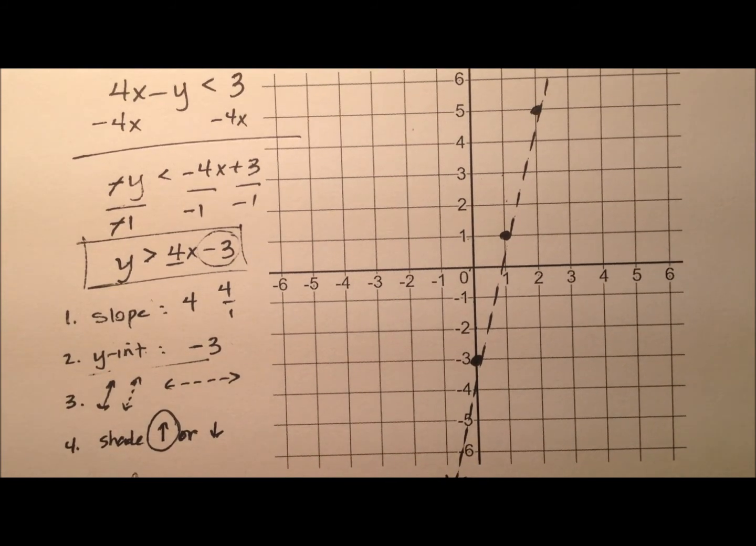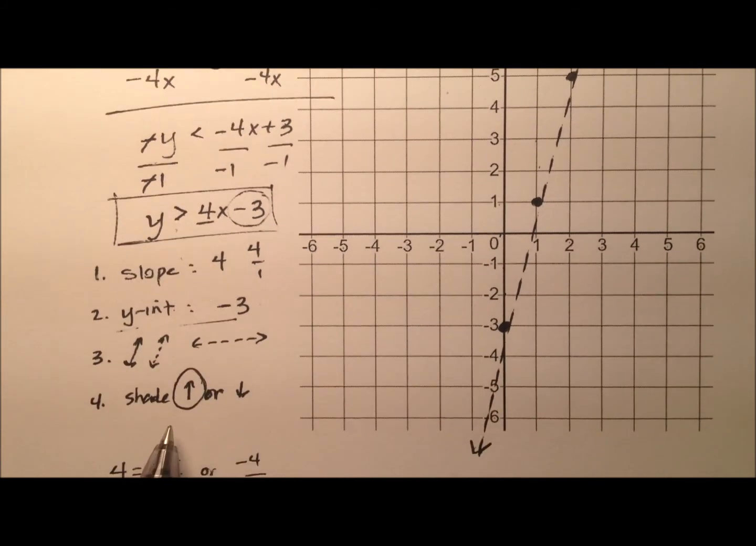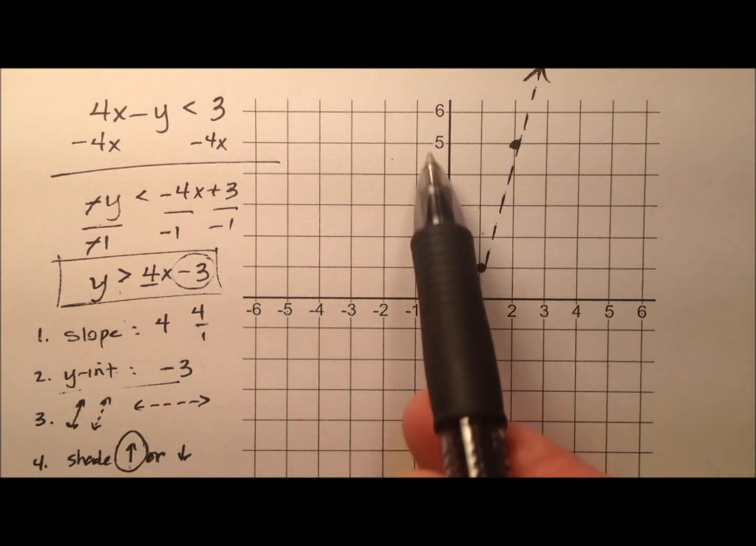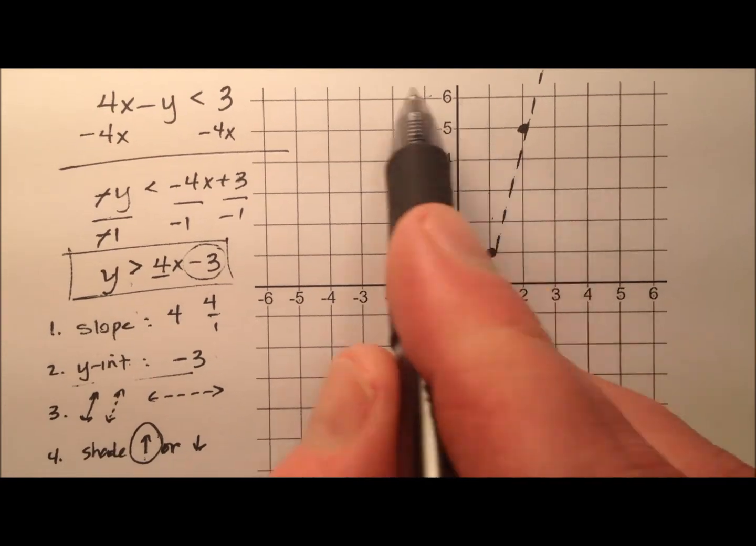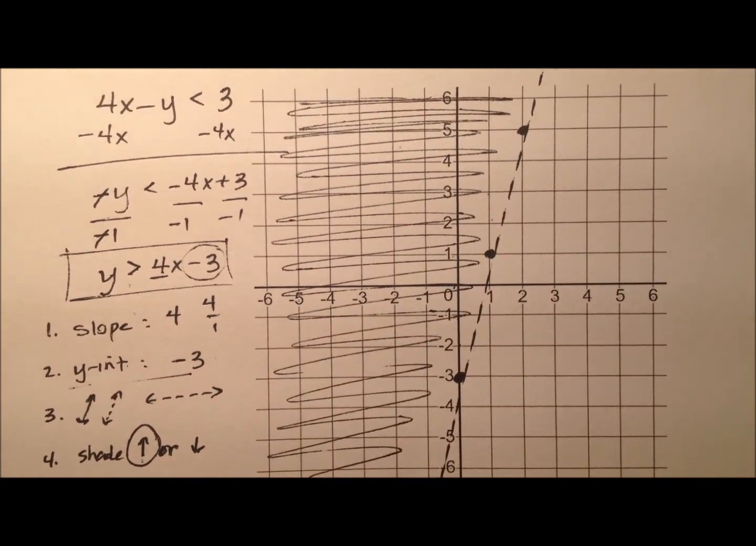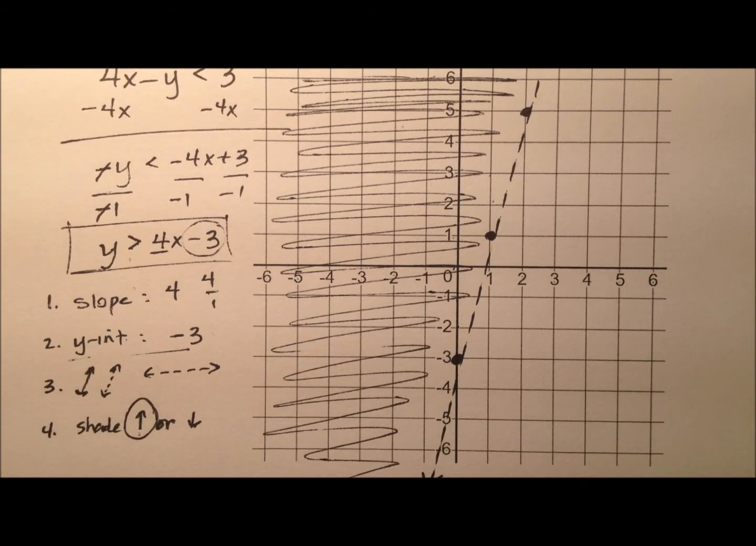So now I need to decide shading above or below. Well, we said it's greater than, so we're shading above. We made that decision earlier. So here's my y-axis, the vertical axis. So above means I'm shading up here. So my shaded region will look like this. Okay, so that's what this linear inequality will look like when I graph it.